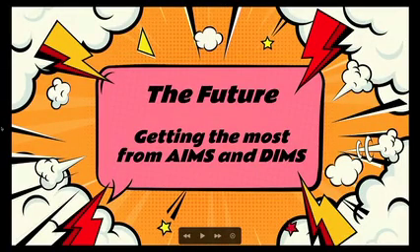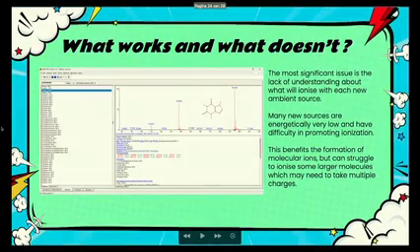So, getting towards the end of my presentation, you'll be pleased to hear. So, how to get the most from AIMS and DIMS. So what works and what doesn't?